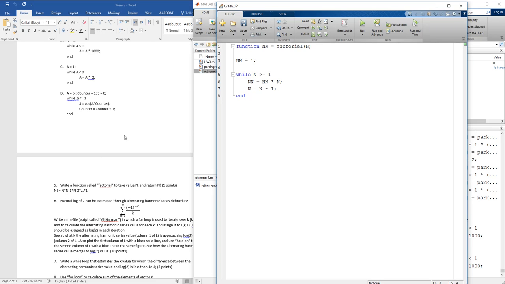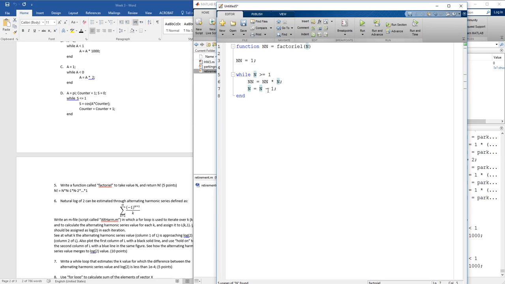So what happens is that it will take this n, it will start at 1, let's say n is 5. While n is more than or equal to 1, so 5 is more than or equal to 1, perfect. nn, which used to be 1, times 5, nn becomes 5. n becomes 5 minus 1 is 4. 4 is more than or equal to 1? Yes, perfect. nn was 5 before. 5 times 4, 20.